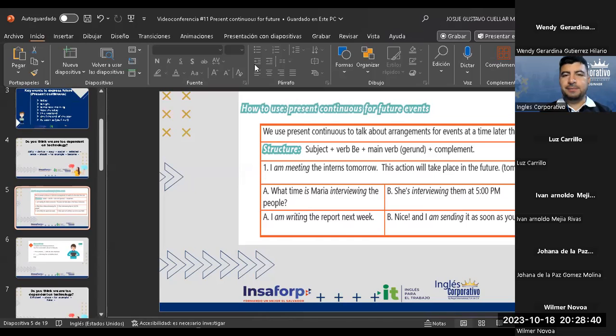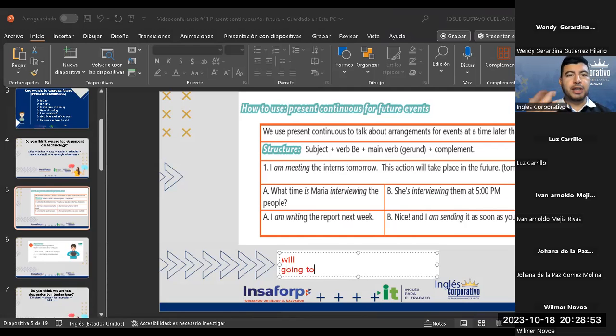Ok, listen. Hay dos maneras, bueno, hay casi tres maneras de utilizar el futuro. El más común es el will. Cuando decimos I will go, yo iré. El otro es el going to, yo voy a ir. Will and going to are the two forms of future. Estas son las dos formas del futuro. Will es para algo que va a pasar, pero no hay seguridad. Going to es algo que hay mucha seguridad de que va a pasar. Pero el continuous con ing es que ya va a pasar.